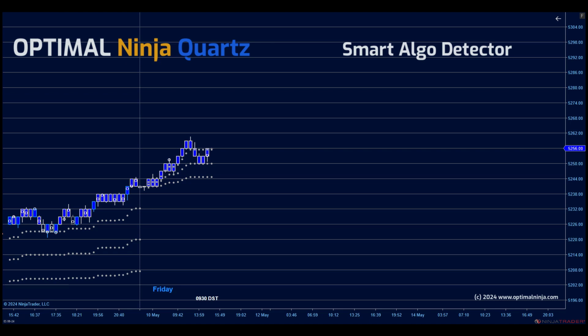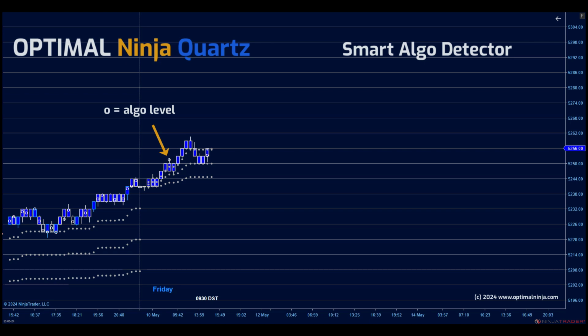Today we're going to look at Smart Algo Detector, which is part of Optimal Ninja Quartz, and how we can use it to help inform entries and exits. As the name suggests, Algo Detector analyzes order flow to draw inferences about where institutional trading is taking place. These price levels are shown by white circles, and they plot the instant that an algorithm is detected.